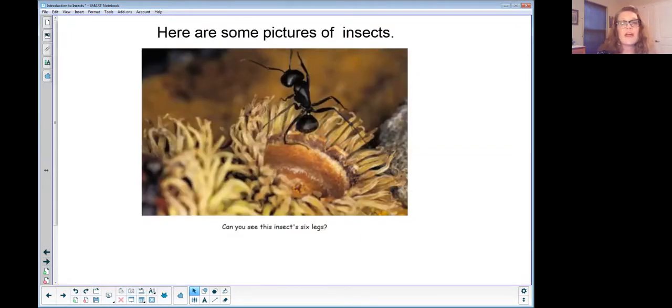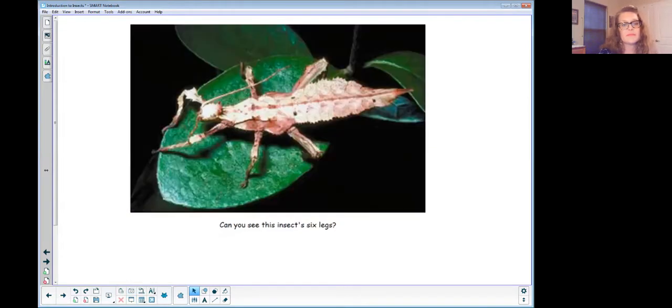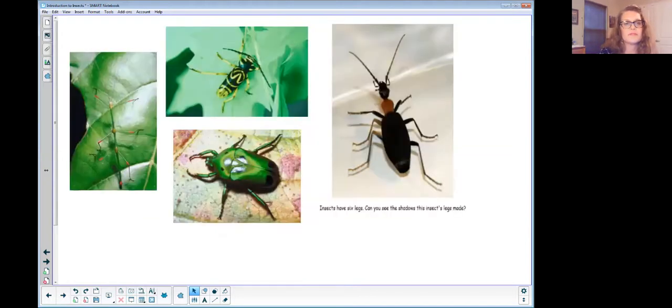Okay. So let's look at pictures of insects. Can you see this insect's 6 legs? How about this one? 1, 2, 3, 4, 5, 6. Here's some more insects. Can you count the legs on each of these insects? Now this one is very well camouflaged. So let's see if we can count those together. 1, 2, 3, 4, 5, 6.